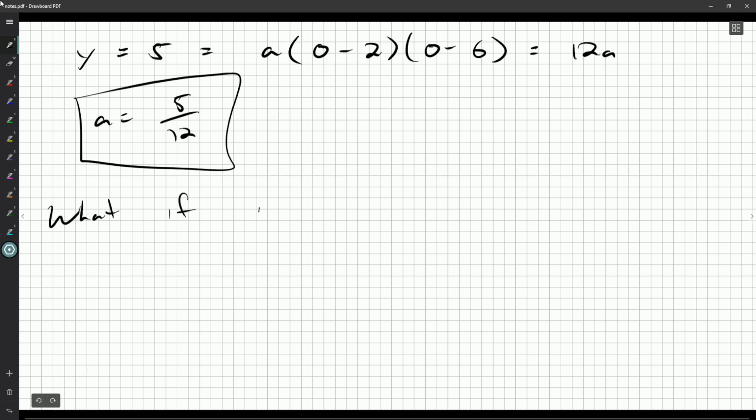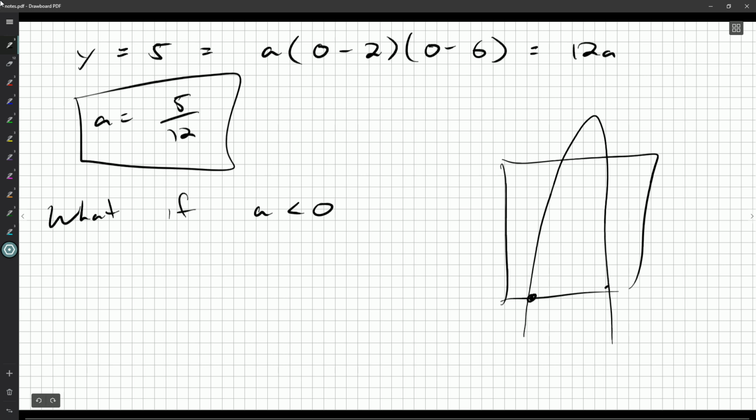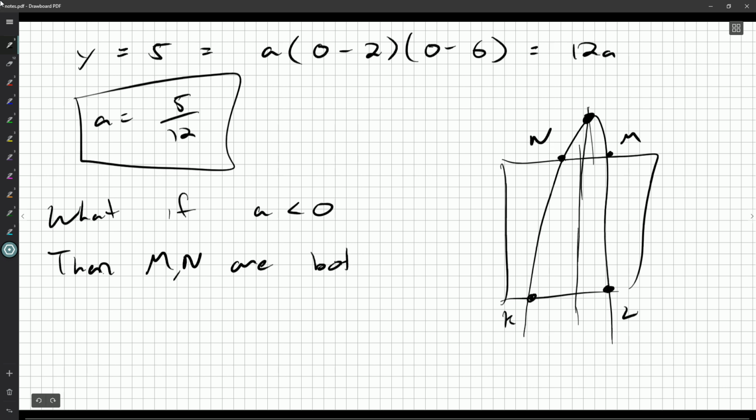So now we ask, what if a is negative? Well, the picture we get is a little different because the parabola is facing down. Now we still are stuck with these roots. Okay, so as we get higher, we get closer to this axis here. So our other points, we'll still call them, so we had K and L here. Call these ones M and N. So then M and N are both on what is that? PQ.